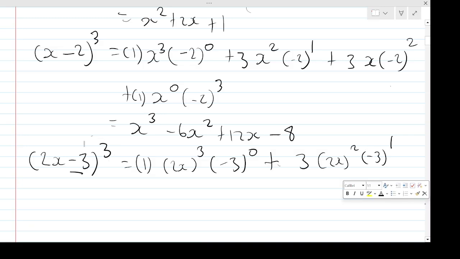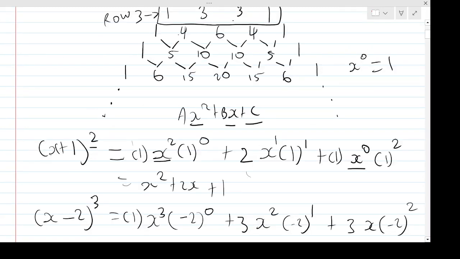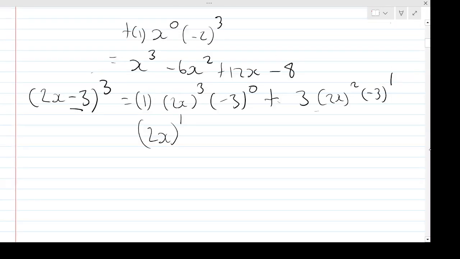Okay, then we have the x part. So instead of x, it would be 2x to the power 1. Then we have the coefficient. Again, that'll be 3, because that's the third term here. And then the power of minus 3 would have to be 2, because 1 and 2 is again getting us 3.